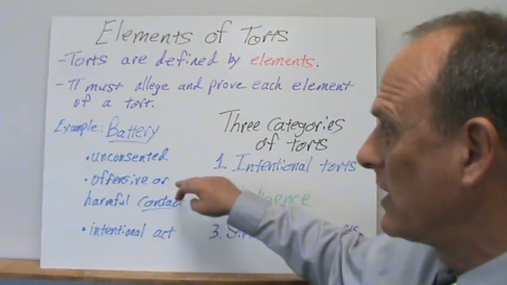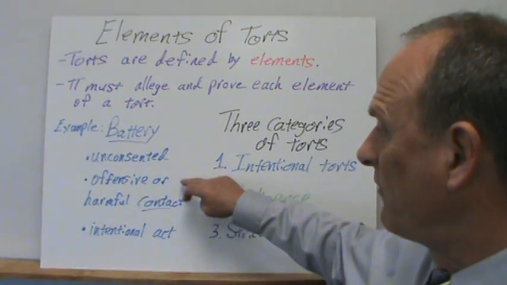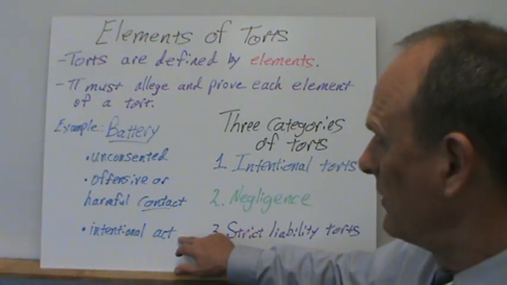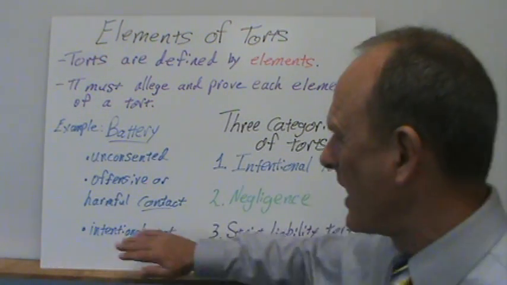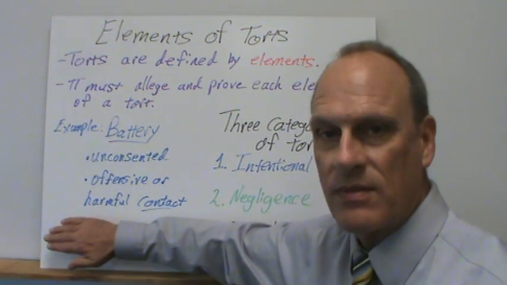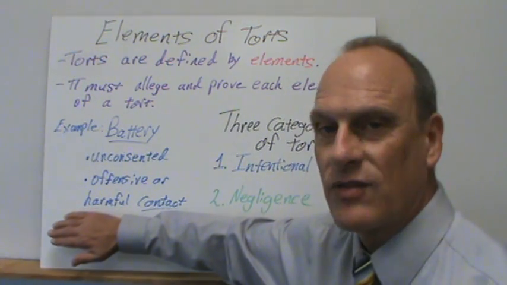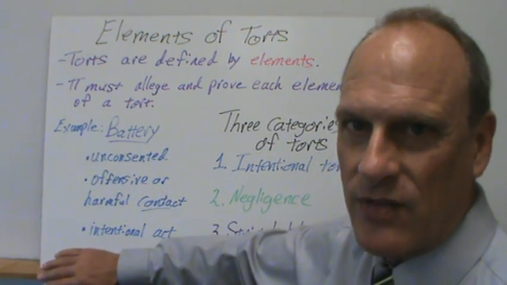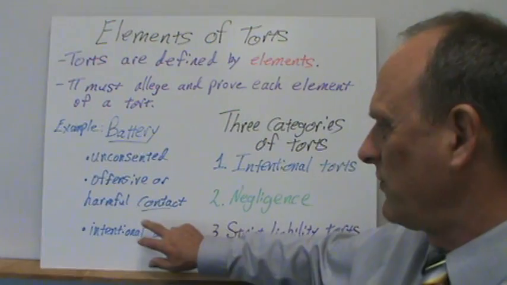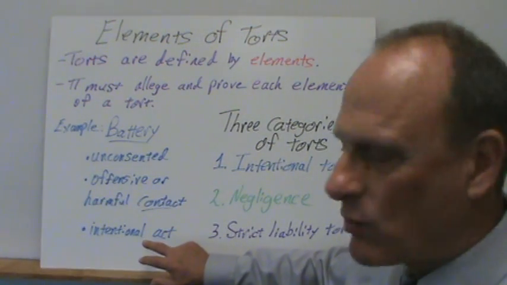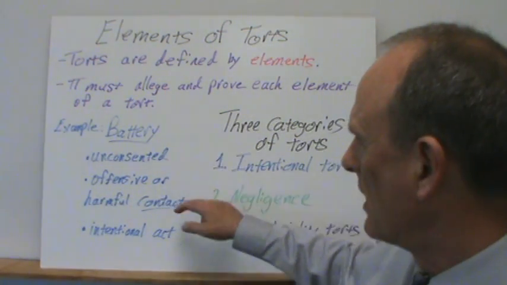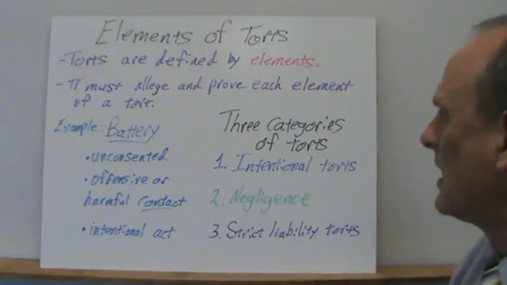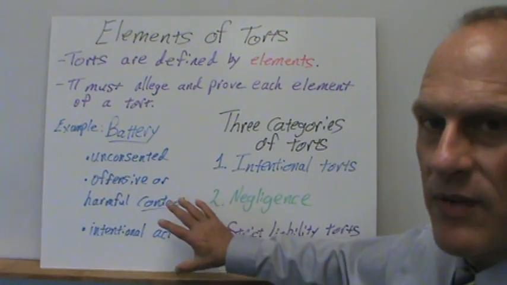Let's look at battery here, an unconsented, offensive, or harmful contact, intentional act. If we leave out one of these elements, like intentional act, we don't have battery. What you have is maybe someone bumping into someone accidentally in the elevator. That's not a battery. But if you intentionally shove someone, well, then you have a battery. Unconsented, offensive, or harmful contact, and it's an intentional act. Now, that's an example of how the elements work.